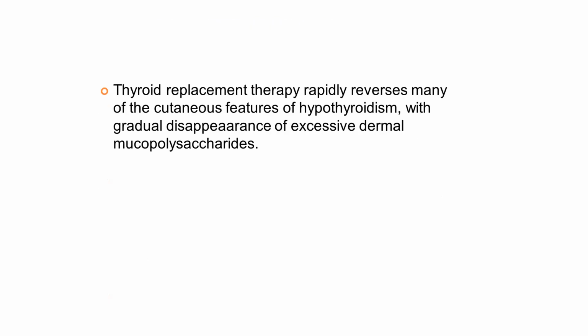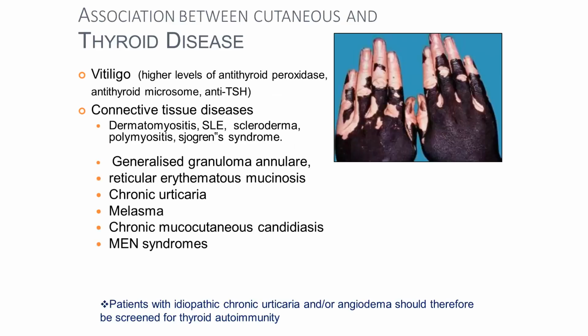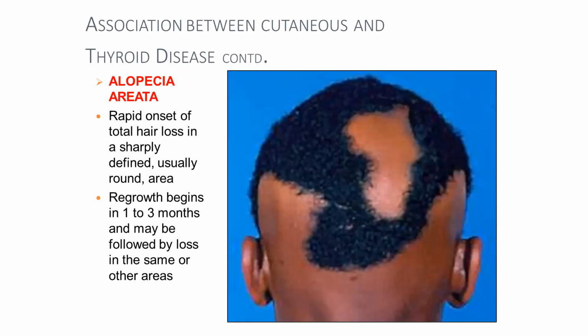Thyroid replacement therapy rapidly reverses many of the cutaneous features of hypothyroidism, with gradual disappearance of excessive dermal mucopolysaccharides. Then the association between cutaneous and thyroid disease. Vitiligo, right? But this is basically the autoimmune side. Vitiligo may be present with connective tissue diseases like dermatomyositis, SLE, scleroderma, generalized granuloma annulare, chronic urticaria, melasma, and chronic mucocutaneous candidiasis. Therefore, patients with idiopathic chronic urticaria and angioedema should be screened for thyroid autoimmunity.